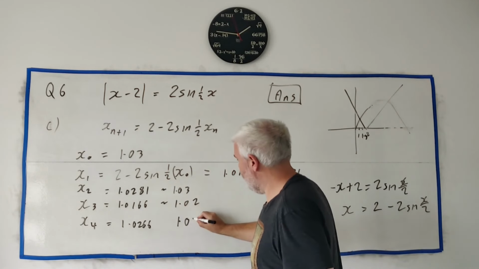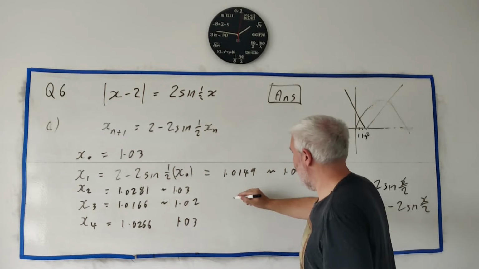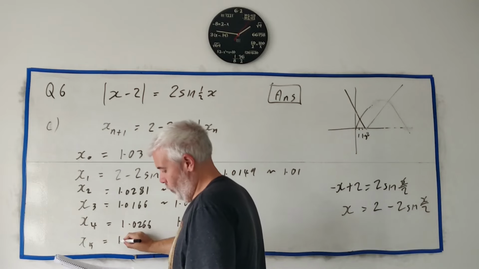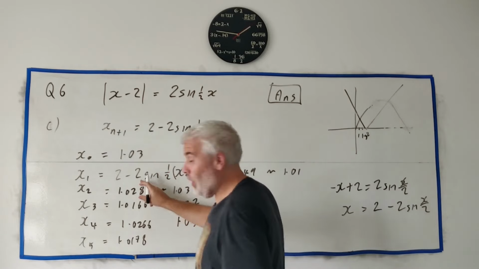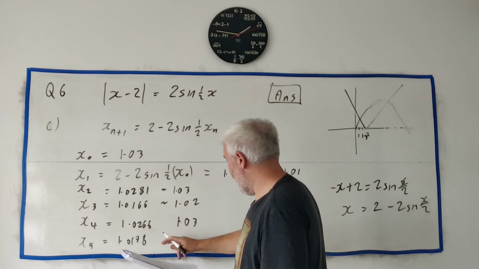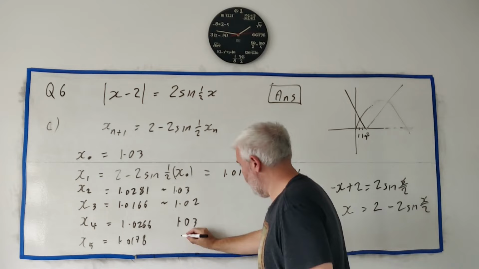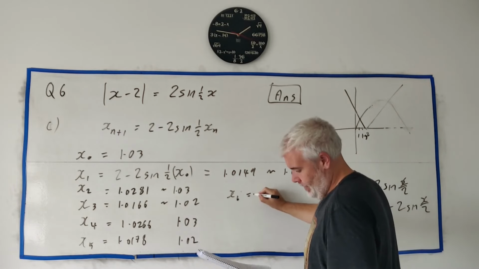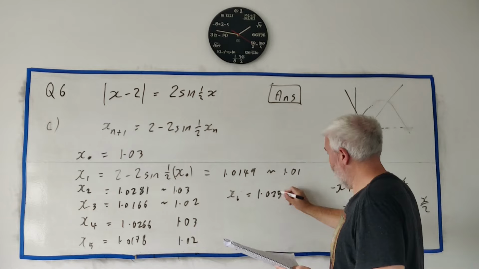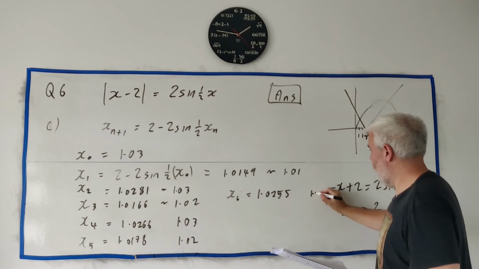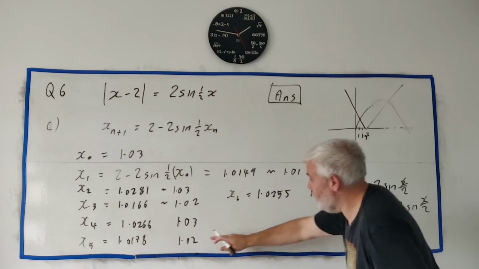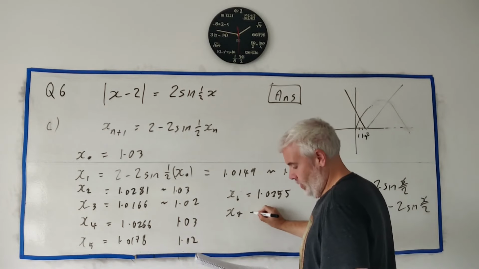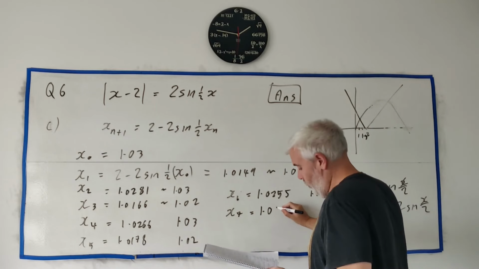1.0266, it's 1.03, still doesn't agree. Let me fill it down here. x5 is equal 1.0178. They want to see all these, I'm afraid. And rounding that off is 1.02, still doesn't agree. x6, 1.0255, that's 1.03, still doesn't agree. It's bouncing forward and back. If we stay going though, eventually we do get there.